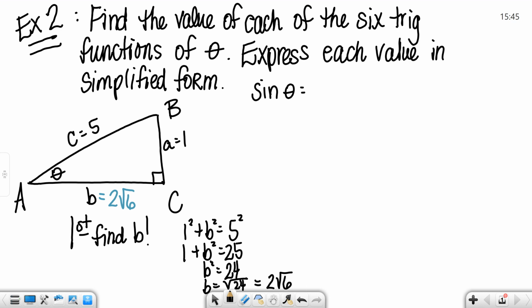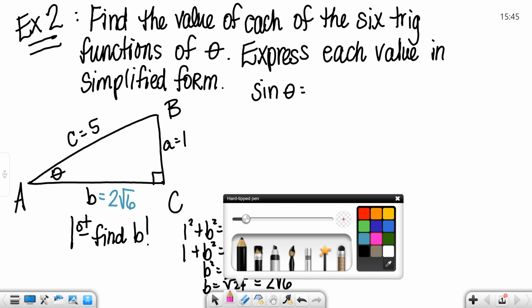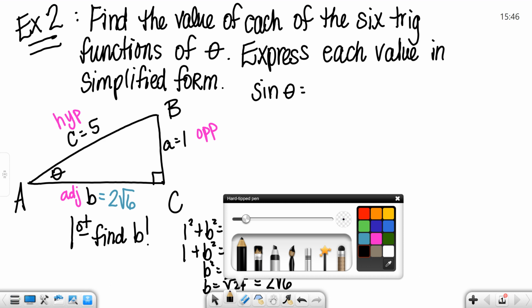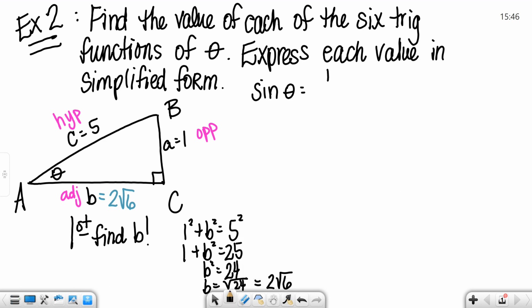Again, it might be helpful if you label your sides with opposite, adjacent, and hypotenuse. The hypotenuse is across from the right angle. Opposite is across from theta, so this would be considered opposite. And then adjacent is connected to theta, so 2 times the square root of 6 would be our adjacent. All right, now we're ready. Sine is opposite over hypotenuse, so 1 over 5. Cosine is adjacent over hypotenuse.